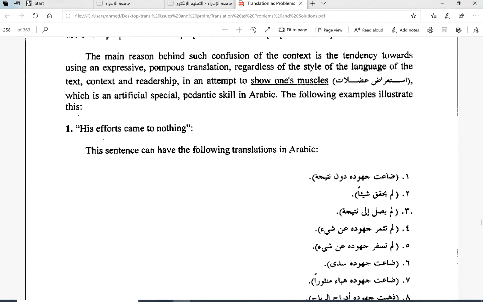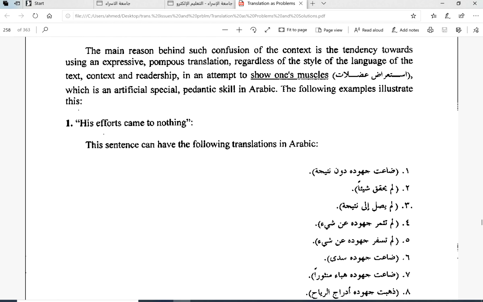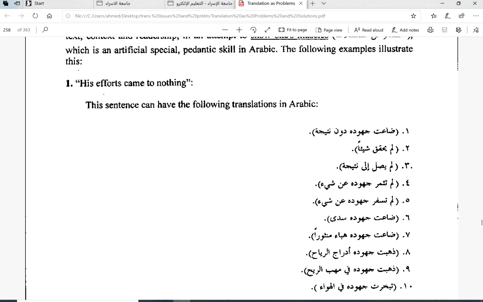Look at that example, and it was explained as much. His efforts came to nothing. We could use any of these to translate it. Some people بيحبوا يستعملوا الكلمات البراقة كما قلنا يبين حاله كاستعراض عضلات, show one's muscle, ويبين حاله smart. This sentence can have the following translation in Arabic: ضاعت جهوده دون نتيجة، لم يحقق شيئا، لم يوصل إلى نتيجة، لم تثمر جهوده عن شيء.